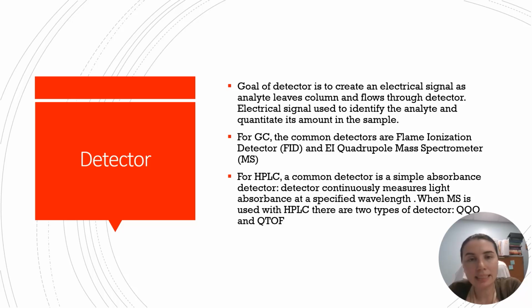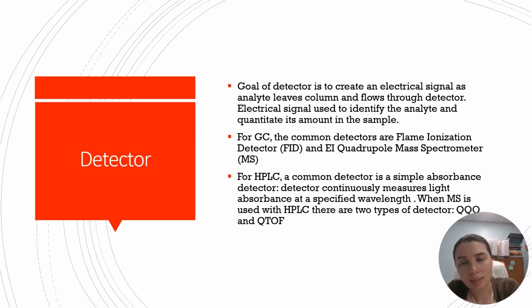And finally, the detector. The goal of the detector is to create signal as the analyte leaves the column and flows through. Electrical signal is used to identify the analyte and quantitate its amount. For GC, common detectors are flame ionization detector, or FID, and electron impact quadrupole mass spectrometer, which is the typical mass spec in a GCMS instrument.